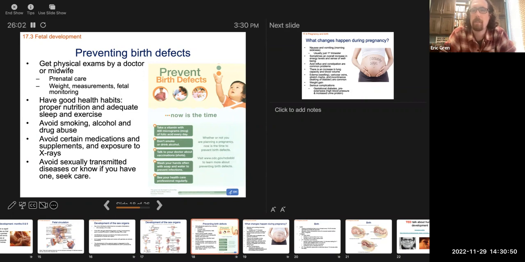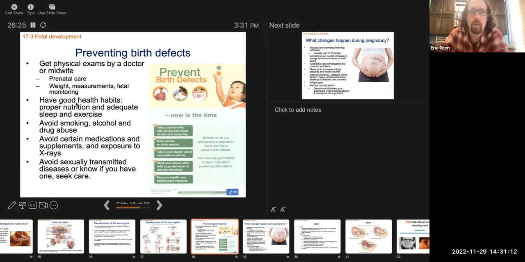Okay, you want to avoid sexually transmitted diseases, right? And if you're aware that you have an STD, you're going to want to make sure to be upfront about that with your doctor, so that they can help you decide how to minimize the risk that STD might pose to the baby, right?